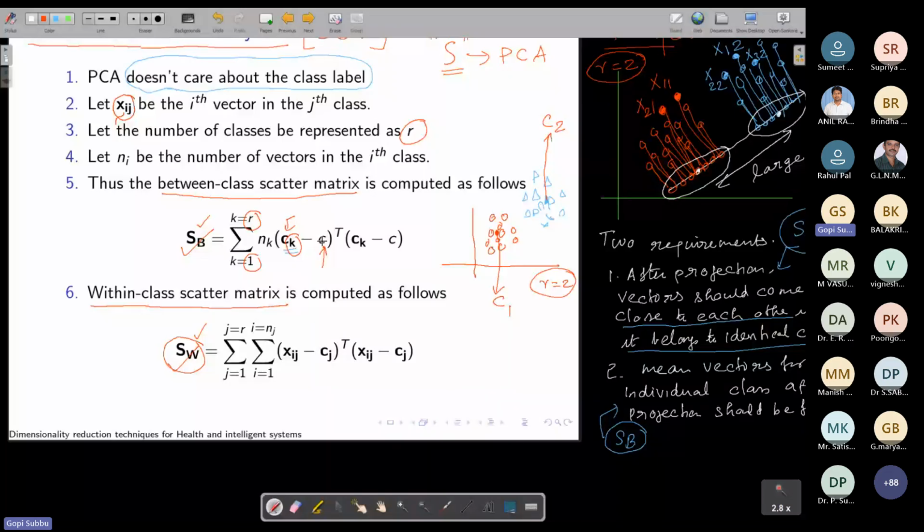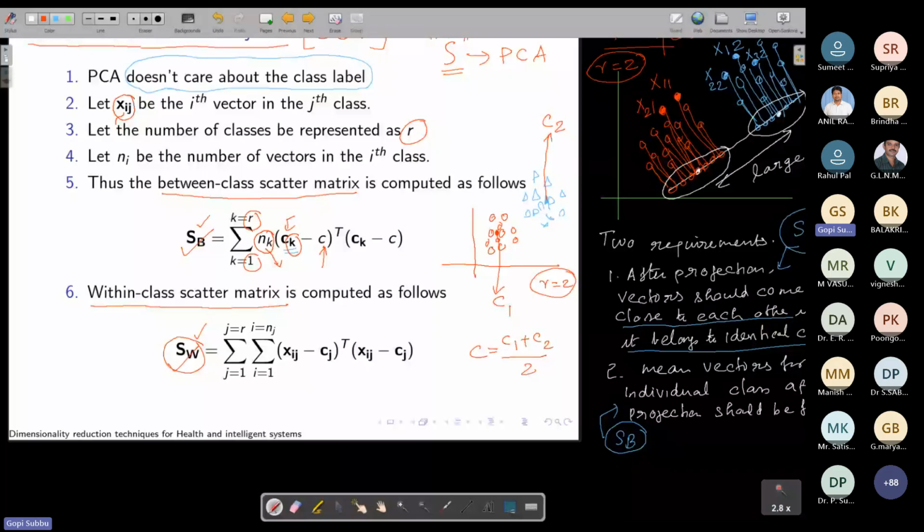So that is going to be what? C here, right? So we are finding out the between class scatter matrix here, right? So it is like Ck minus C, the whole transpose, Ck minus C, right? And this Nk is the number of vectors in the kth class.